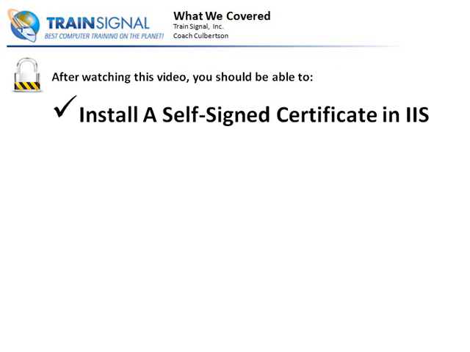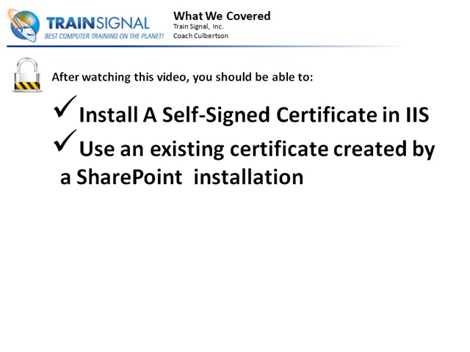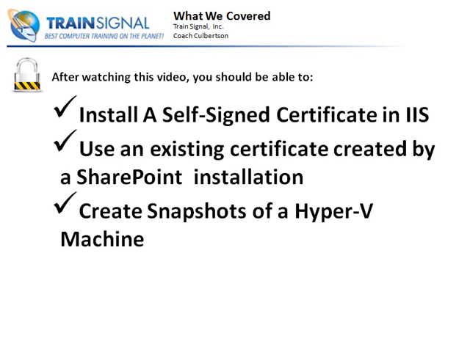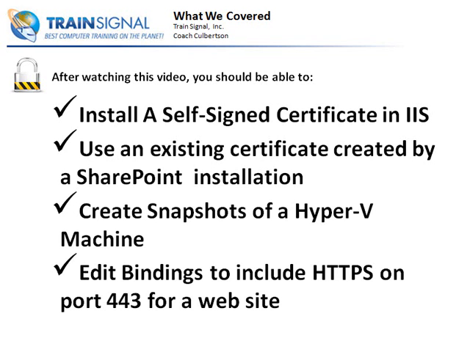Now, after watching this video, you should be able to install a self-signed certificate in IIS. Now, we know that's not the best thing, but sometimes we got to do what we got to do. You should also be able to use an existing certificate created by a SharePoint installation. I showed you how to accomplish that. You should be able to create snapshots of a Hyper-V machine. I showed you how easy that is. Isn't that crazy? How easy it is to create a snapshot of a particular machine and then reapply it so you can kind of go back in time. And also, I've shown you how to edit bindings to include HTTPS on port 443 for a website.